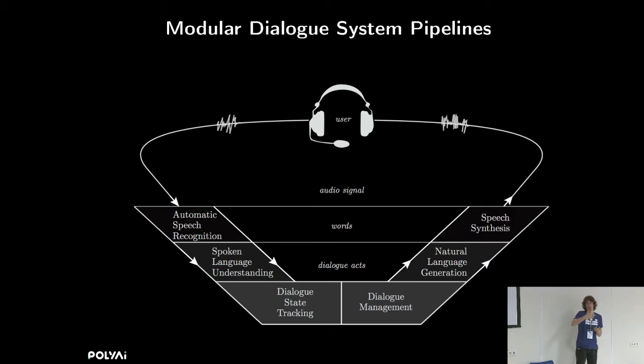which has to, based on the information from the dialogue state tracker, decide which system act to take next. And this system act is then generated as a natural language response of the system. And then you have the text-to-speech module, which goes out, and that's the full pipeline. So we'll mostly focus on the part of spoken language understanding and dialogue state tracking in this talk.